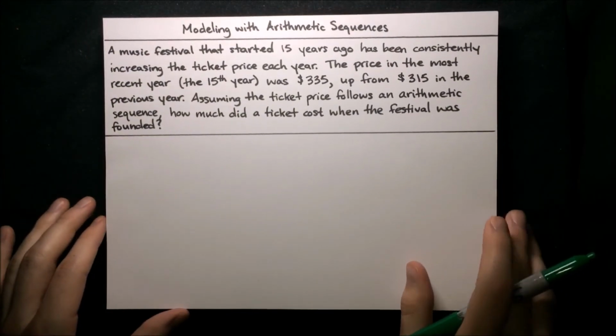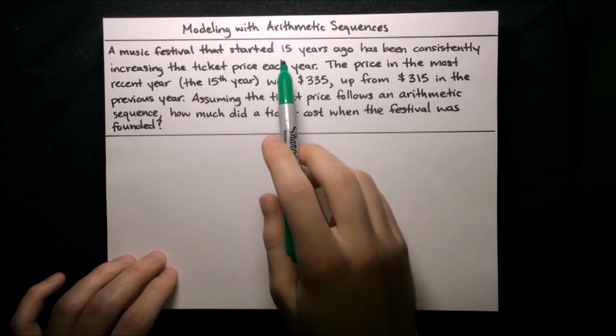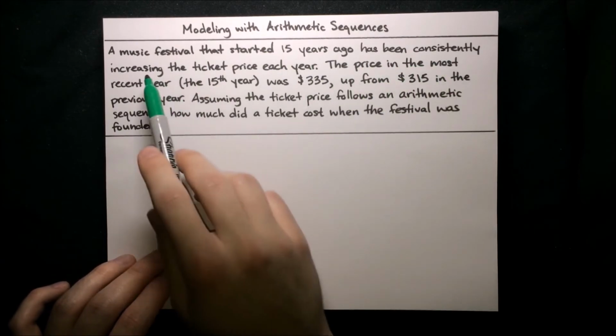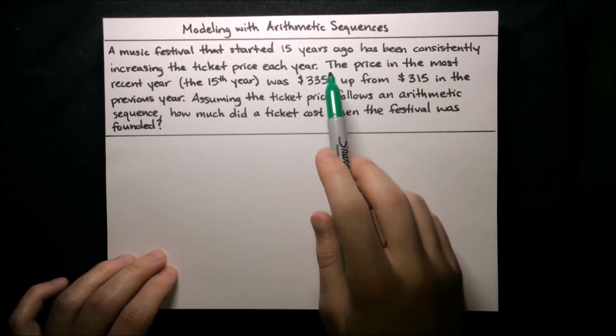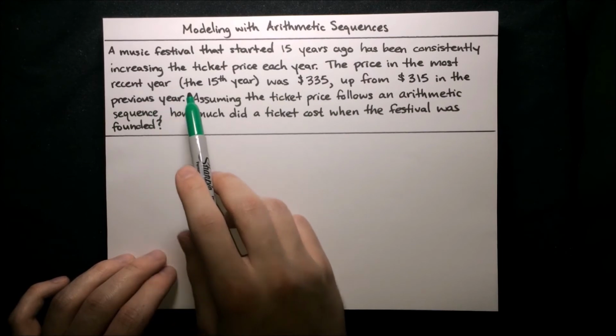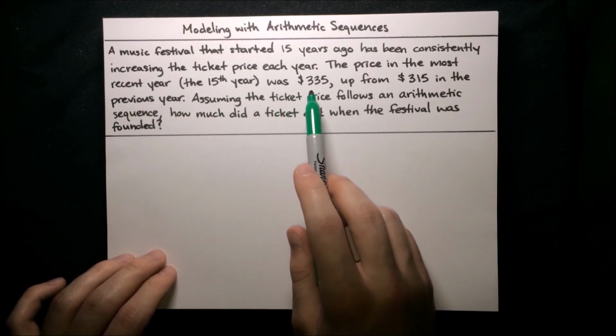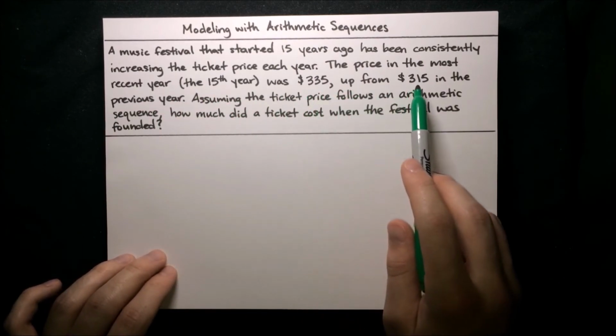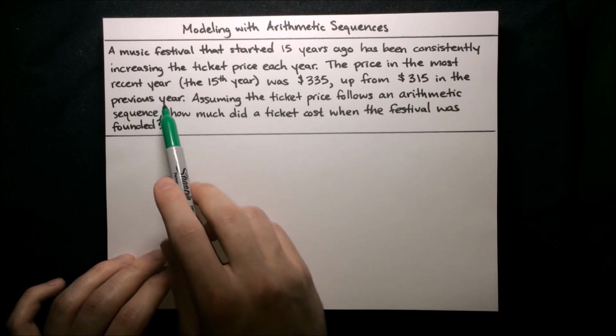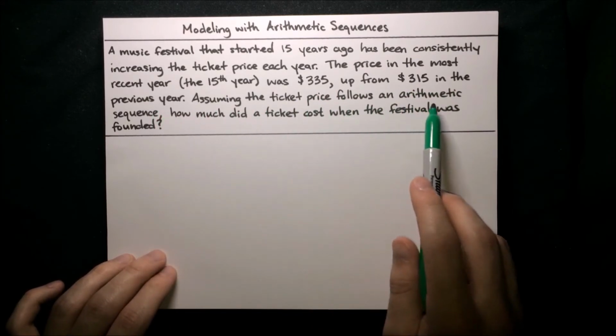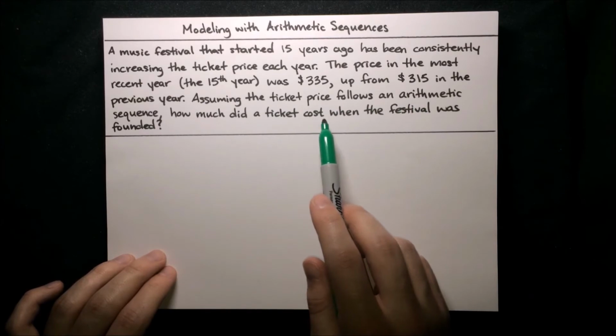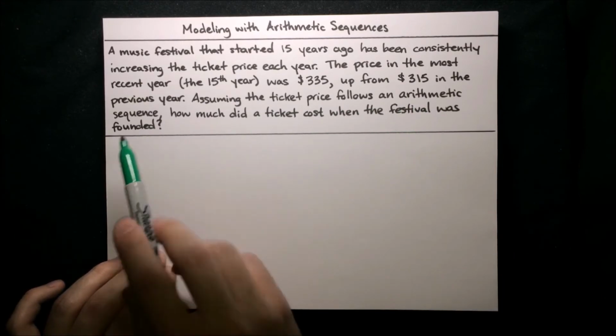Alright, last example. A music festival that started 15 years ago has been consistently increasing the ticket price each year. The price in the most recent year, which is the 15th year, was $335, up from $315 in the previous year. Assuming the ticket price follows an arithmetic sequence, how much did a ticket cost when the festival was founded?